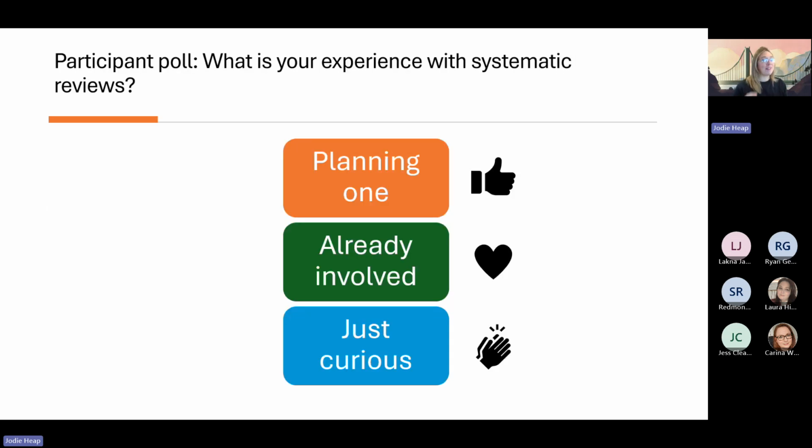Okay, there's very minimal participant interaction in this session, but I have included a small section here. So if you are already planning a systematic review, give me a thumbs up. If you are involved in one, give me a heart. Or if you're just curious, checking out what's going on, give me a clap, just so I can see where everyone's up to. Okay, I'm just curious. Already involved, lovely. Fabulous. Always nice to know what people are up to.